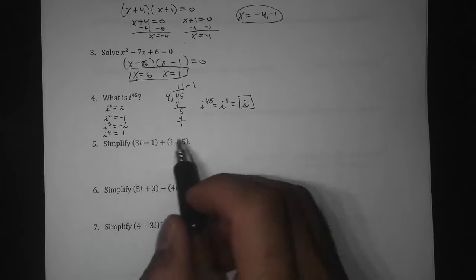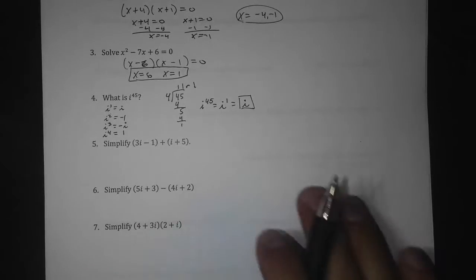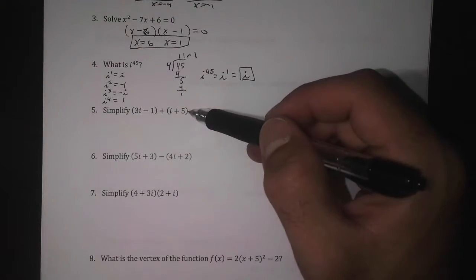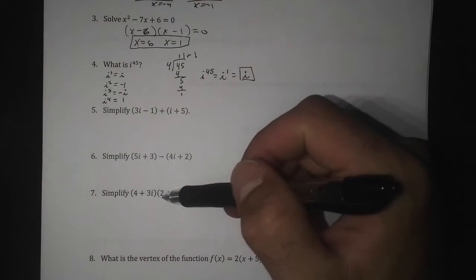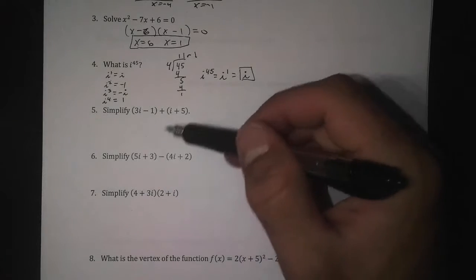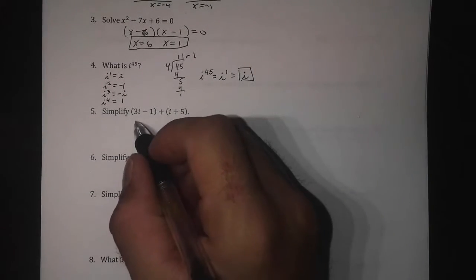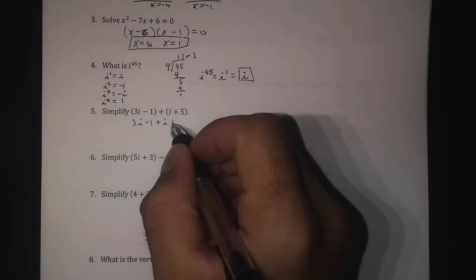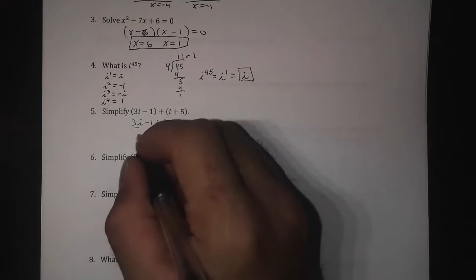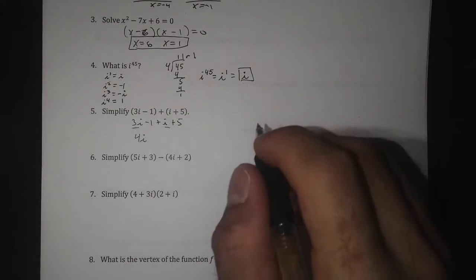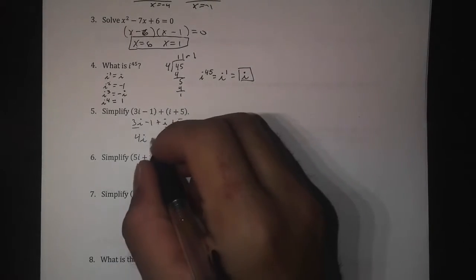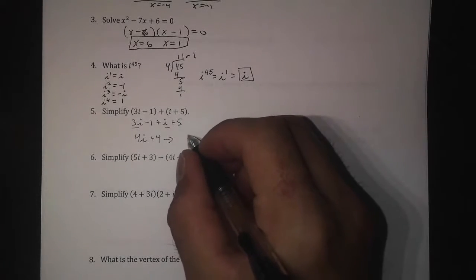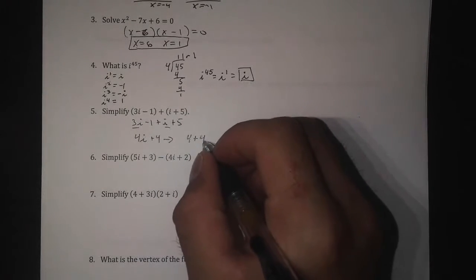Simplifies. There's a plus in between this. This is not distribution. There's a plus. Look at the difference between number 5 and number 7. Here we combine like terms. Here we multiply. There's no plus here. Here we have a plus. So all we do is combine like terms. Put the i's together. Negative 1 plus 5 gives me positive 4. It's not in standard form, so we'll rewrite this as 4 plus 4i.